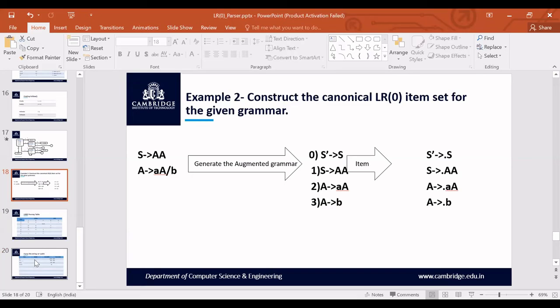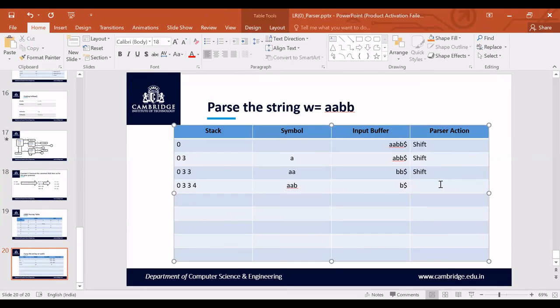So you are supposed to perform a reduce operation. So reduce by A derives B. So B you are trying to reduce to variable A. And what is there in the input buffer? Input buffer is still having one symbol B and the end of the string.